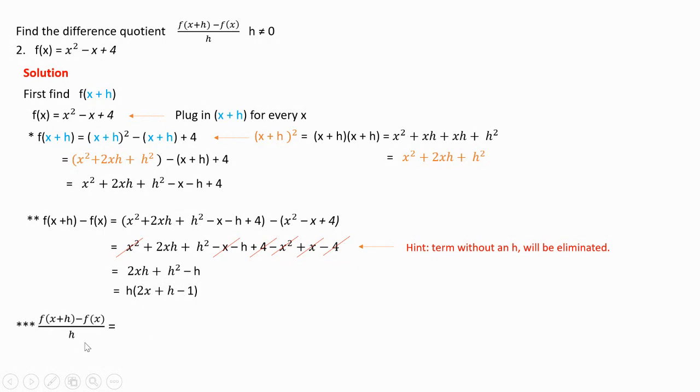Now this is step 3. Okay, step 3, right? This is what we got from step 2. So all we do is put the h on the denominator. You see, so these will cancel to 1. So my answer will be 2x plus h minus 1. This is the answer of the difference quotient of x squared minus x plus 4.